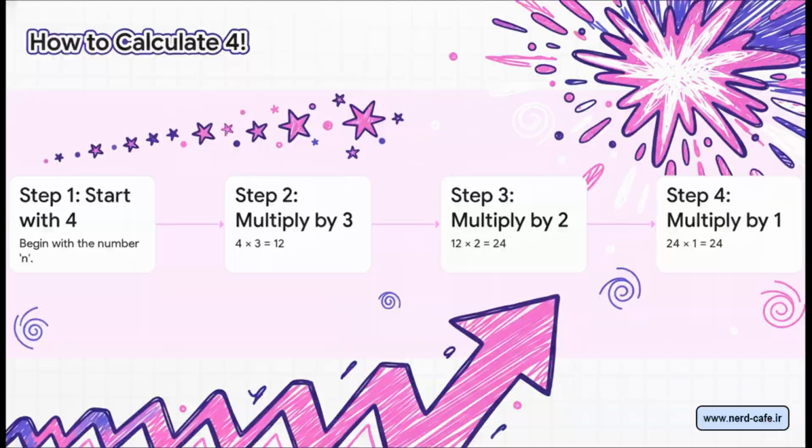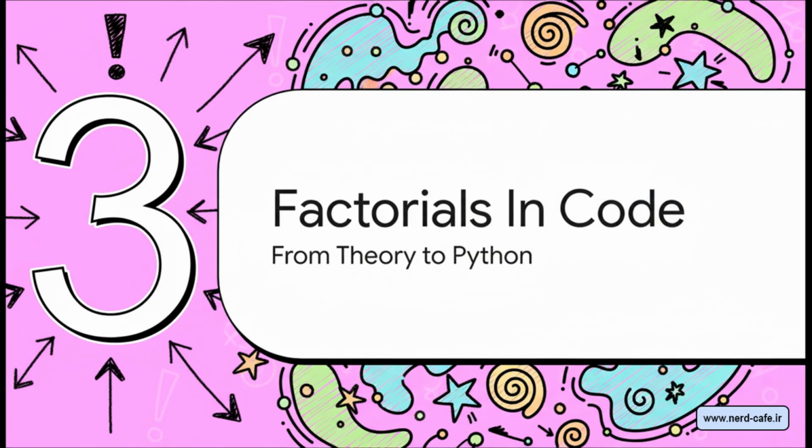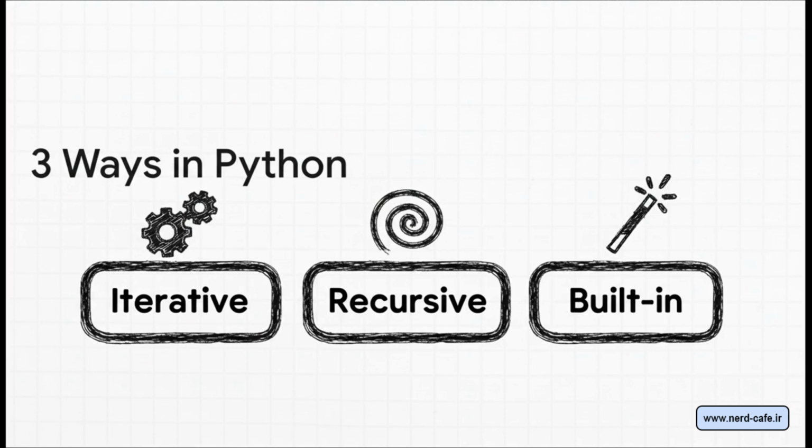Boom, done. All right, so that's the math on paper, but what if you wanted to get a computer to do this for you? How would this actually look in code? Let's take a peek at how you do it in Python. So in Python, you've basically got 3 main ways to do this. You can build it yourself with a simple loop. You can use this kind of cool brain-bending method called recursion, or you can just do it the easy way and use a function that's already built right into Python.